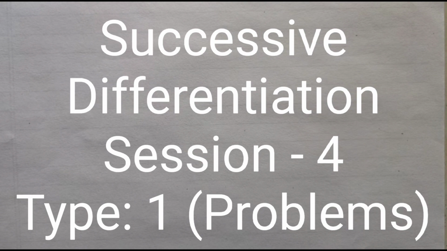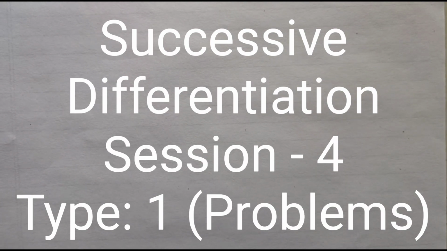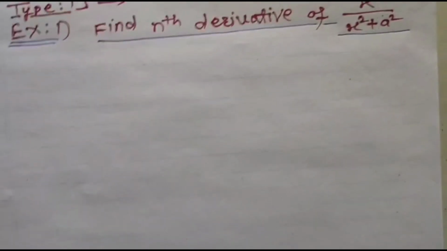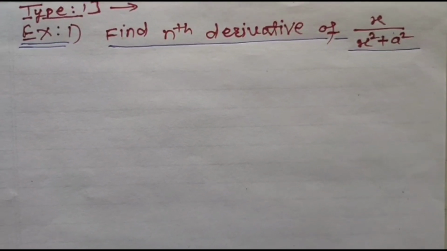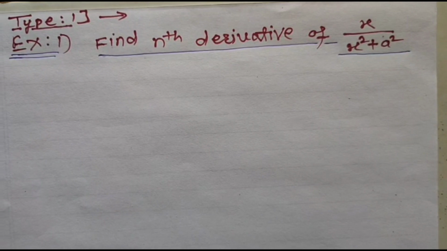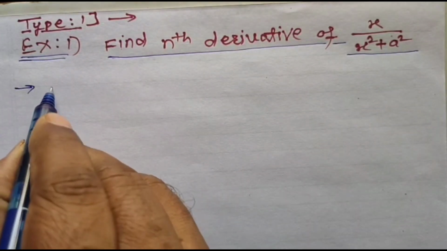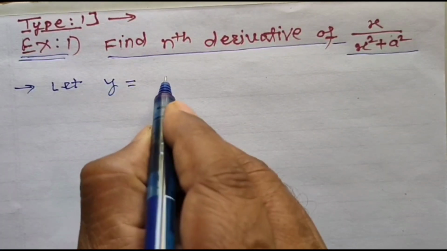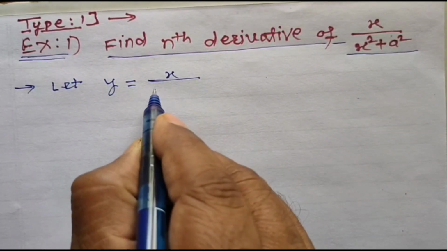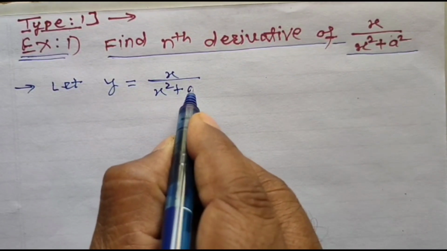Today we are going to solve problems on successive differentiation, that is nothing but nth order derivative of a given function. Now we are solving type number 1, the first type of problems. This is the first problem on type number 1: find the nth derivative of x upon x square plus a square. To solve this sum, let y is equal to the given function, x upon x square plus a square.